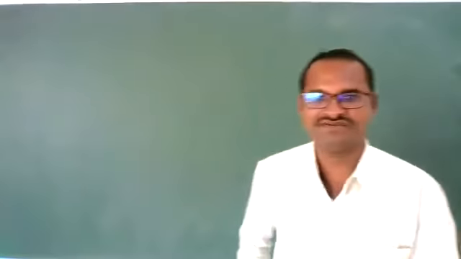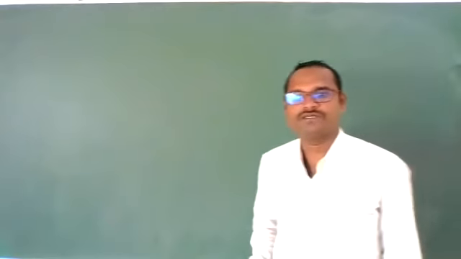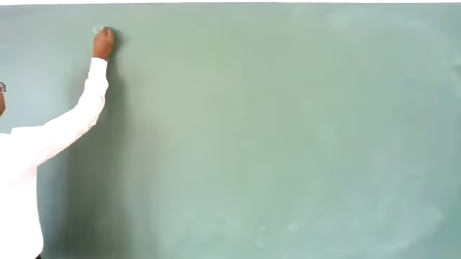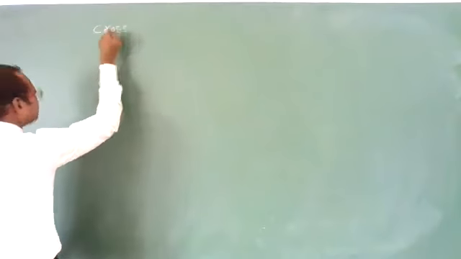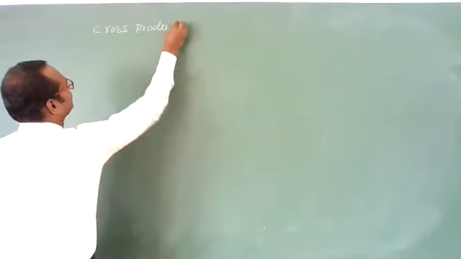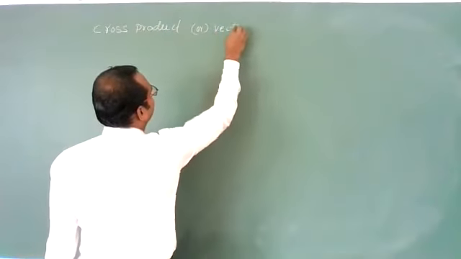Students, in the previous class, we discussed the dot product, the scalar product of two vectors. Now, in this class, we are going to discuss the cross product. It is also called the vector product.